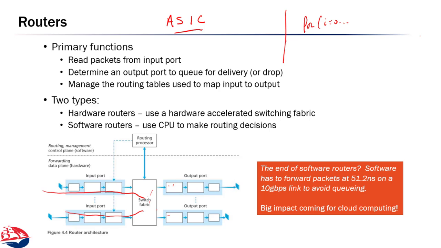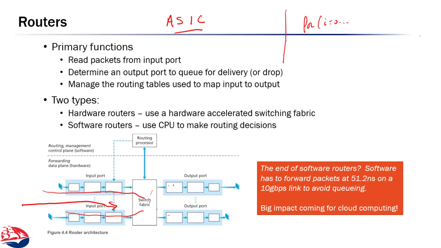So software has to forward packets at 51.2 nanoseconds on a 10 gigabit link to avoid queuing. And so you can imagine if there's a huge data stream coming in here, software cannot handle the 10 gig link. We have already seen 100 gig links and 1,000 gig links. Those cannot be done for high volume streams with software. There's just not enough processor power. Even the switching fabric is going to be limited. If you were to just constantly peg data, there has to be some relief for those poor packets.